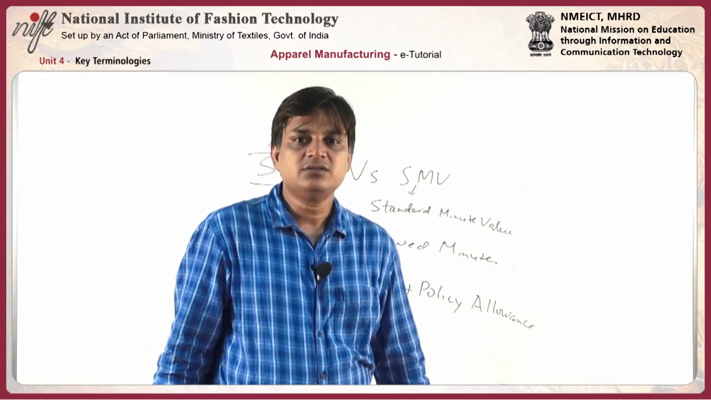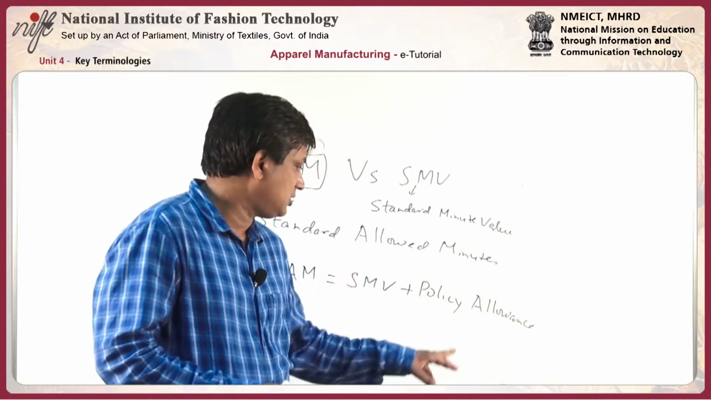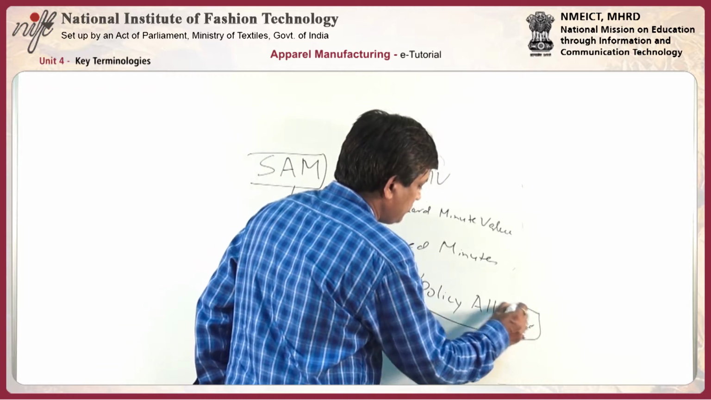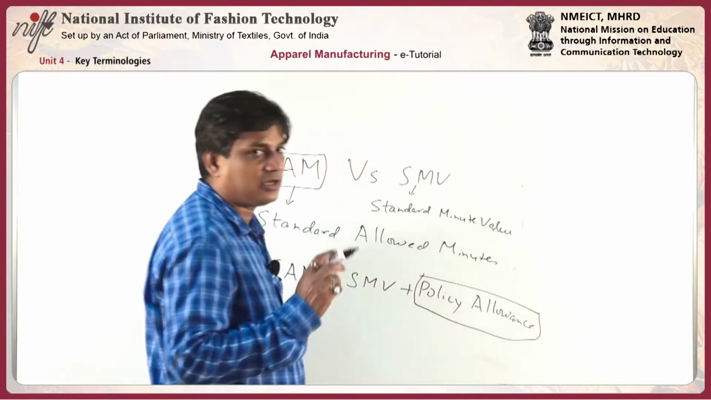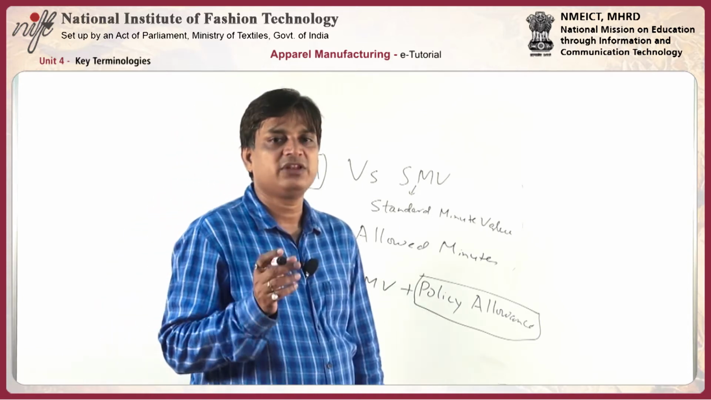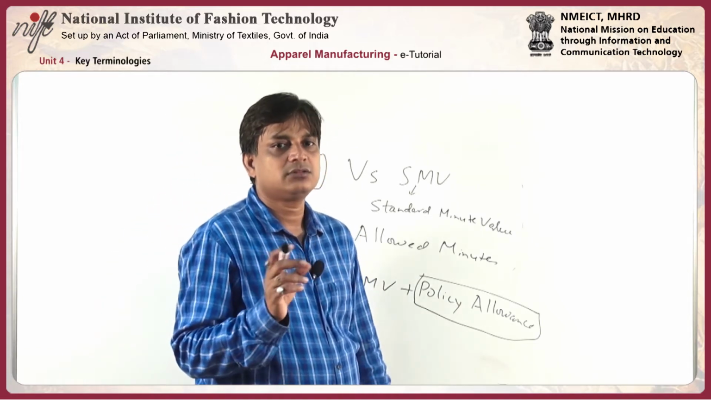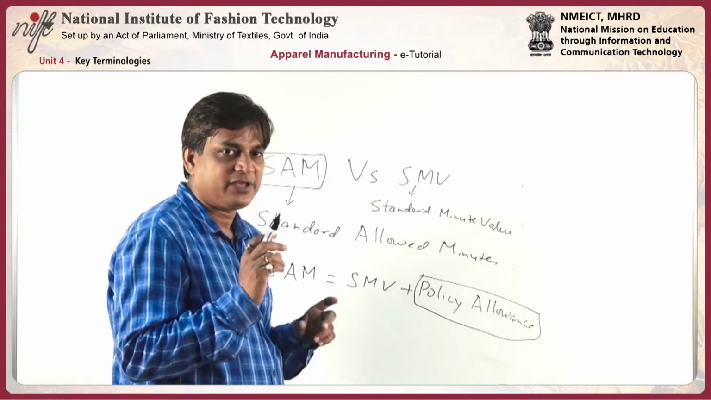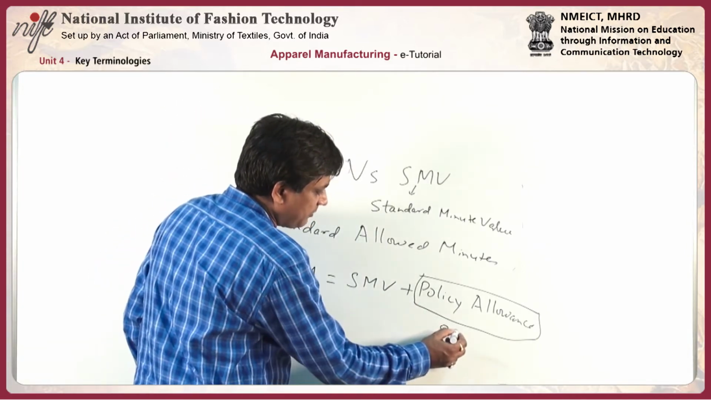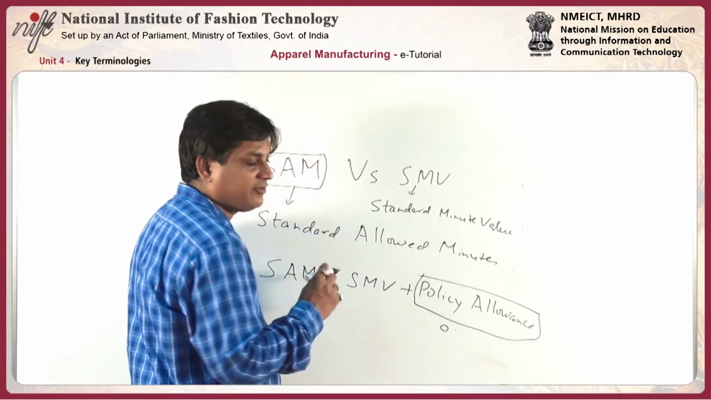The policy allowance depends on the management, how much allowance they want to give in that particular case. But in any case, the policy allowance should not be more than 5%. So the SAM and SMV can be equal if the policy allowance is 0. If the policy allowance is 0, then SAM and SMV will be the same.